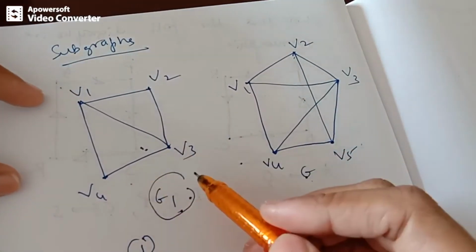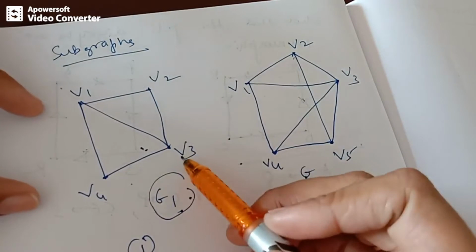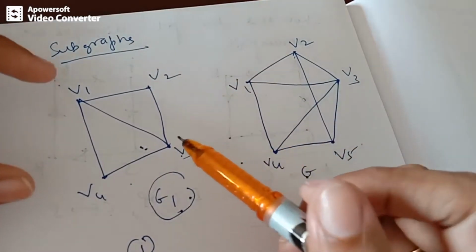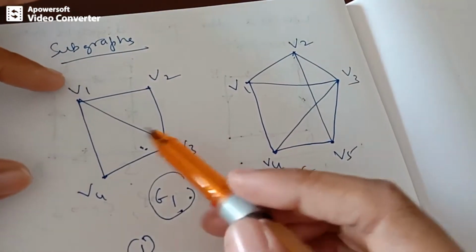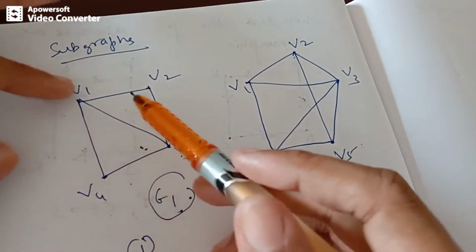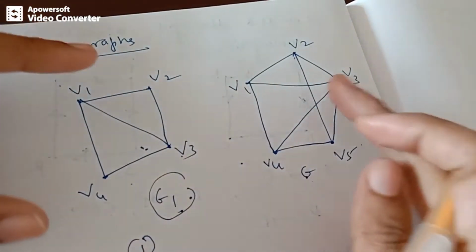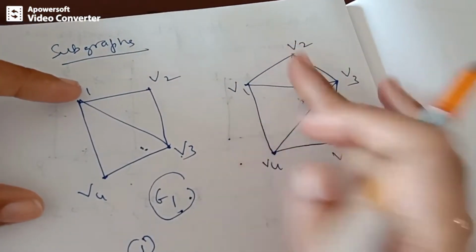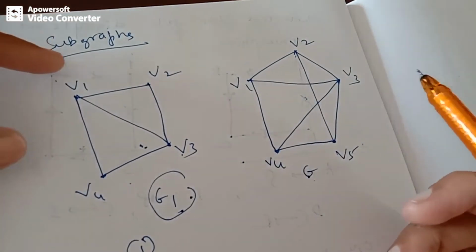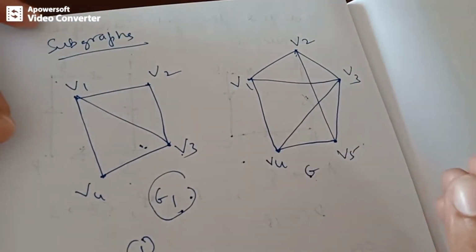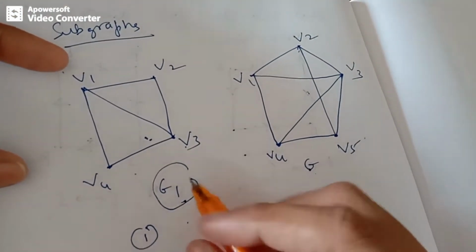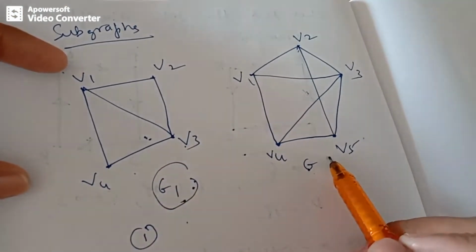So how many vertices are there in G1? 4 vertices. Are these 4 vertices there in this graph? Yes. And we should see the edges. Are these edges there in the graph G? Yes, these edges are there in graph G, right? So the first condition is all the vertices and edges of G1 must be there in G.